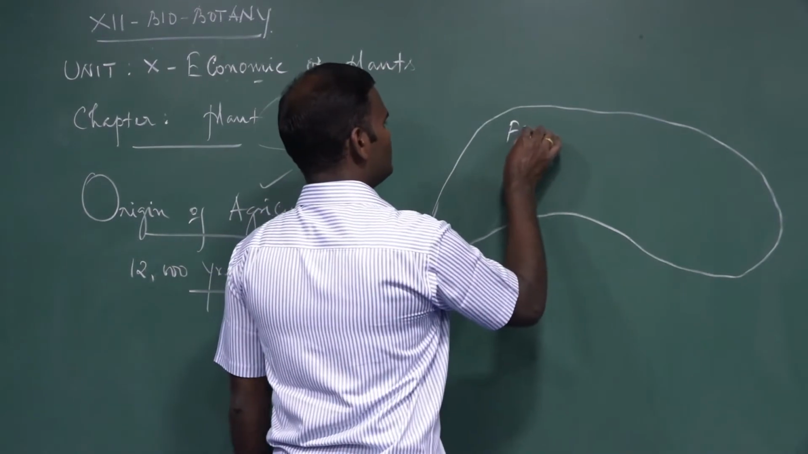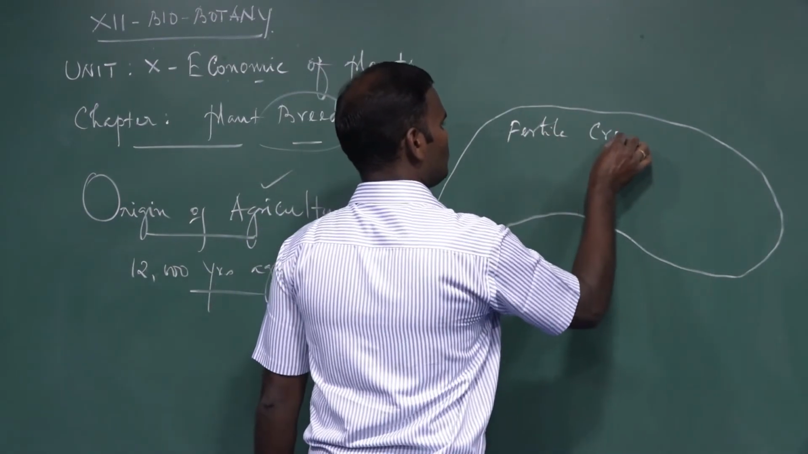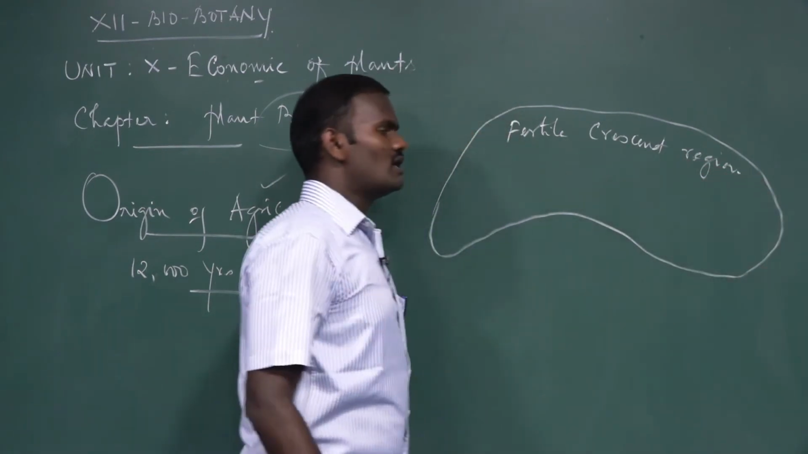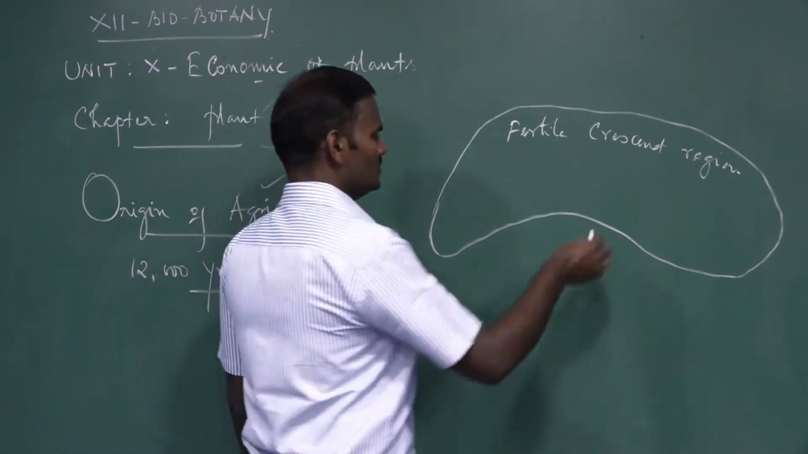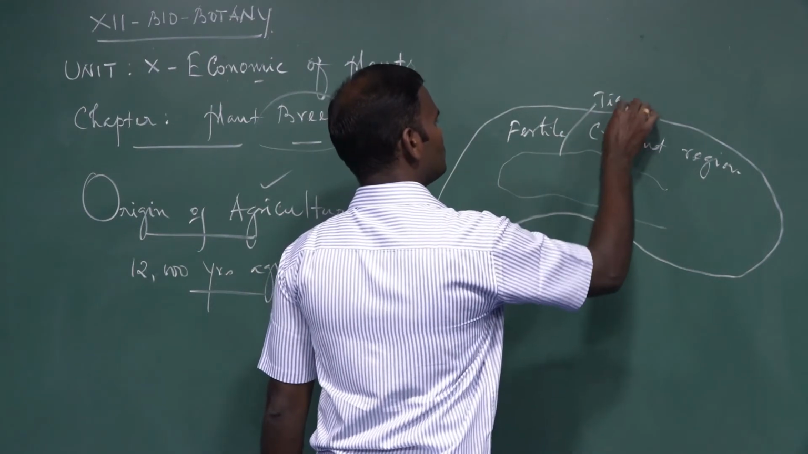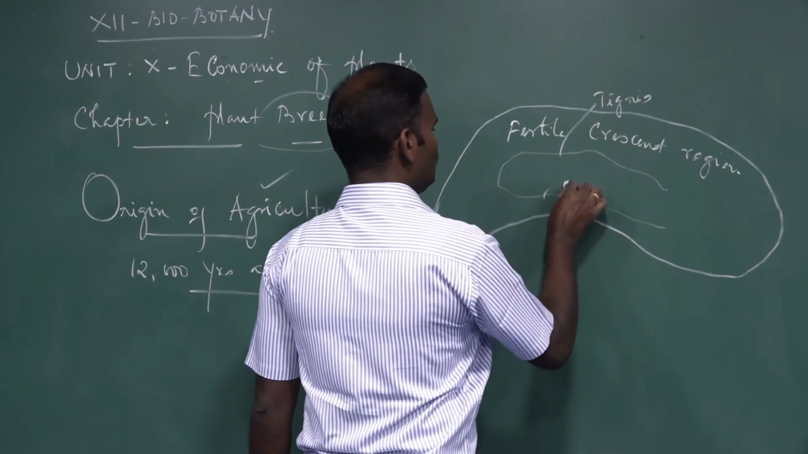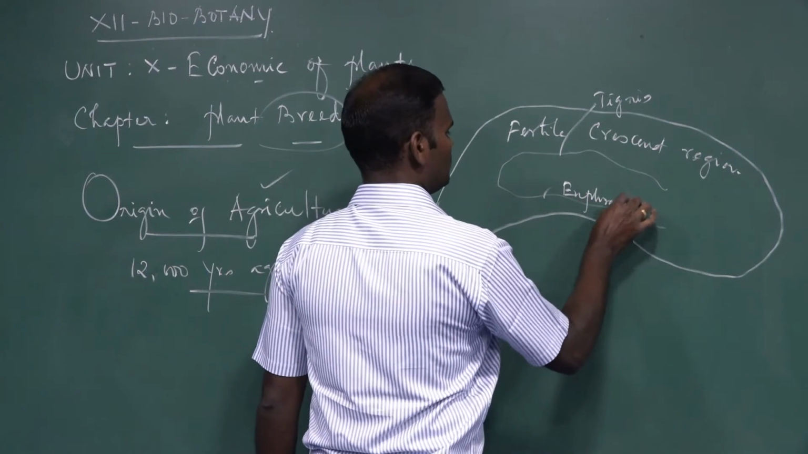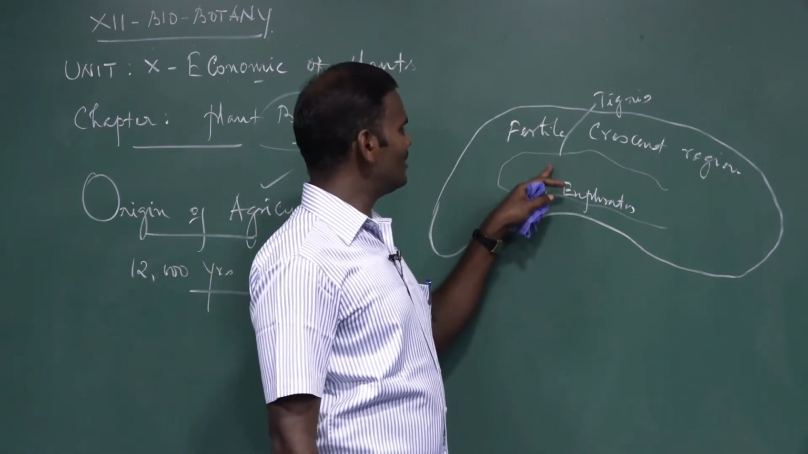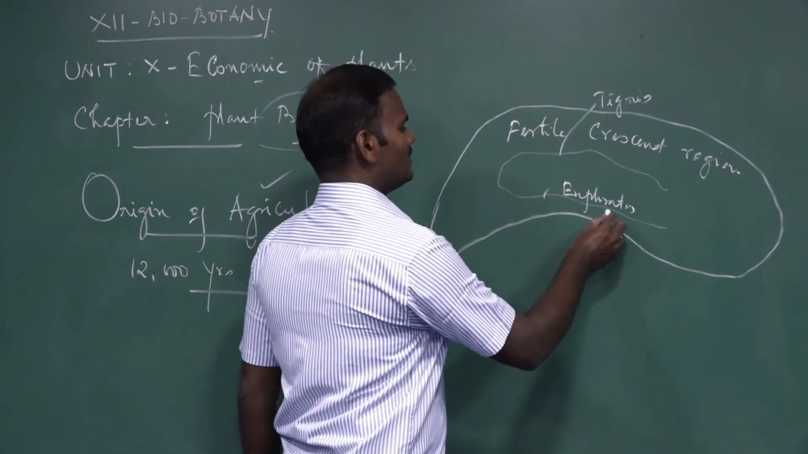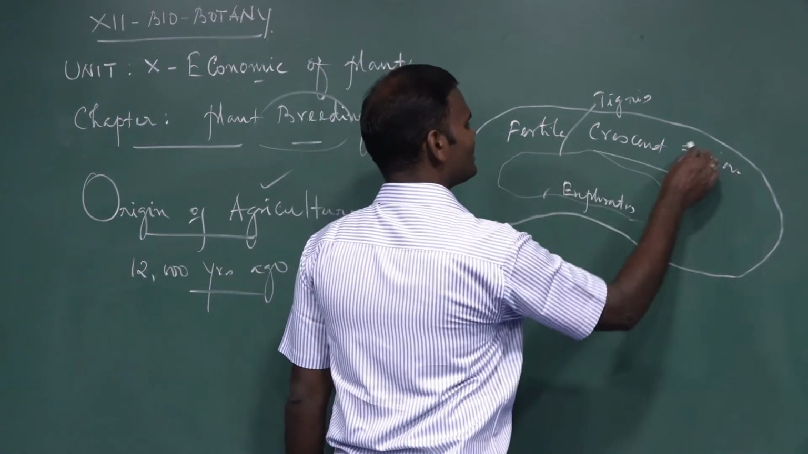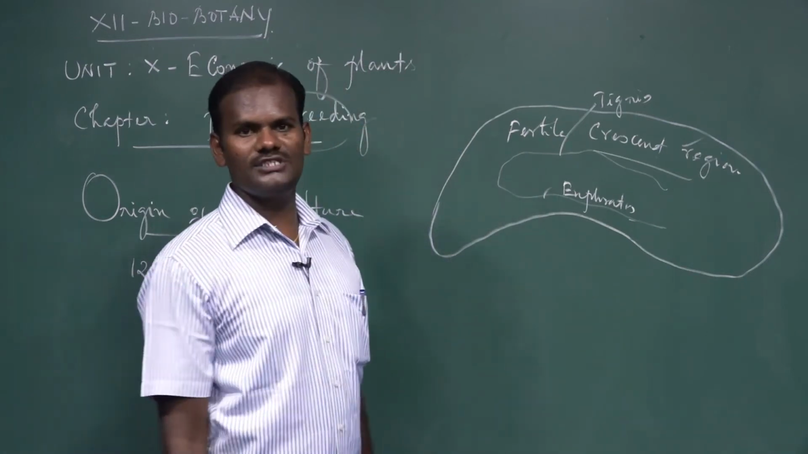It is a fertile crescent region in and around the Tigris and Euphrates rivers. It is a river, Tigris. It is Euphrates. So agriculture was developed or found in and around the Tigris and Euphrates river valleys. So these regions are called the fertile crescent. Crescent is nothing but half moon-shaped regions.